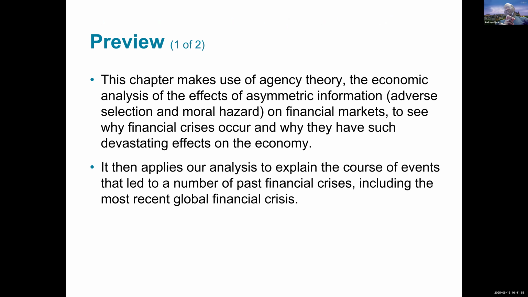We know one of the worst financial crises happened during 2007 to 2009, which became known as the global financial crisis, but it had its roots in the United States because it originated from the US housing market. The housing market basically collapsed. That led to the Great Recession, and that led to so many failures of financial firms. Many banks had to be closed down during that time. So we're going to apply our analysis to explain the cause of events that led to a number of past financial crises, including the most recent global financial crisis.